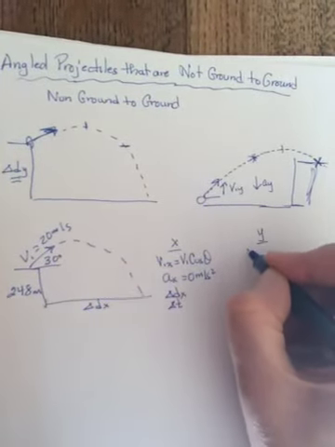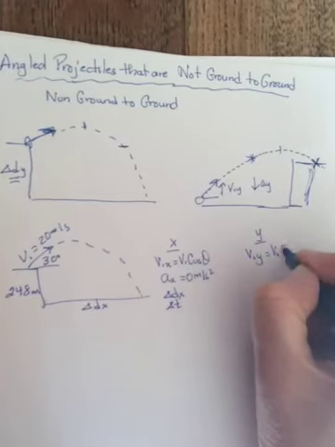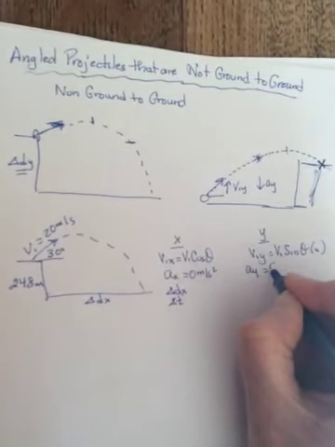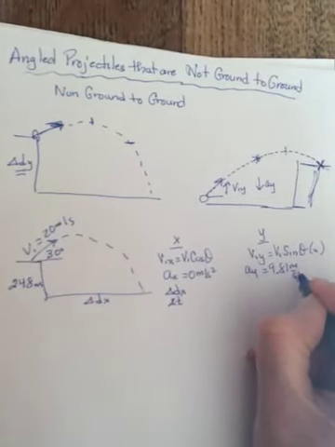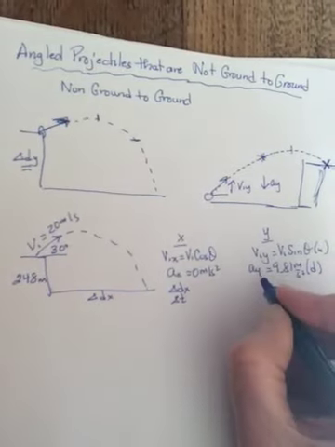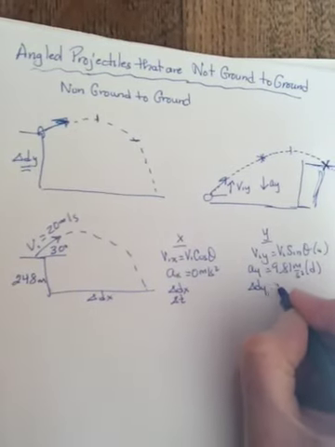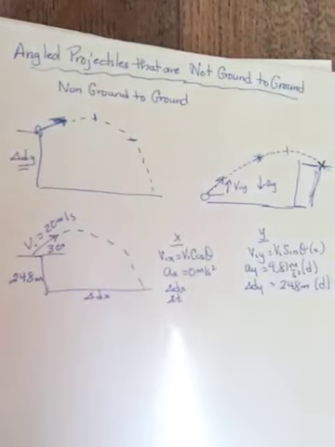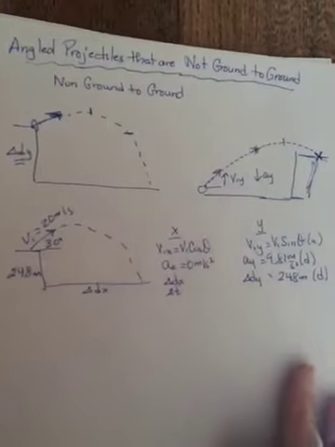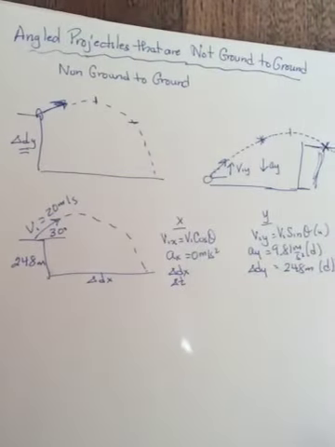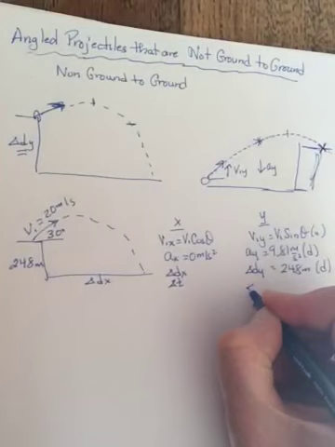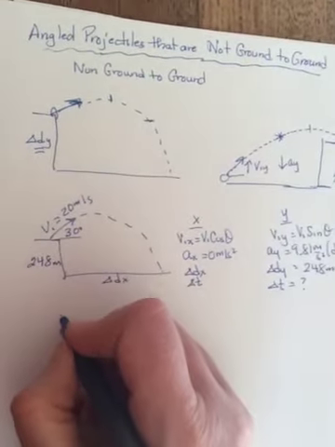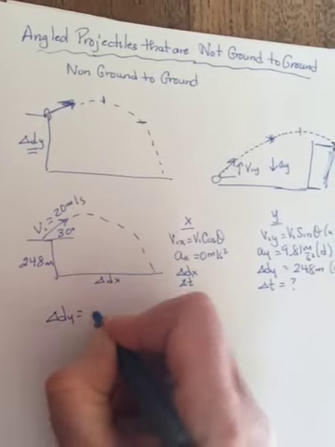In the y direction, VIY is VI sine theta and it's up. AY is 9.81 meters per second squared and it's down. And delta dy is 248 meters and it's also down. So again, finding the time up is not going to be helpful. Instead, you're going to have to suck it up. We only have one unknown in the y direction. Suck it up and use the quadratic. You're in grade 12 now, you can do this.